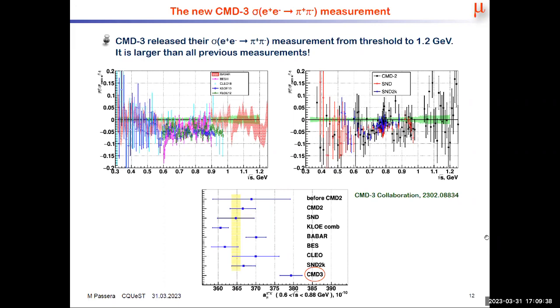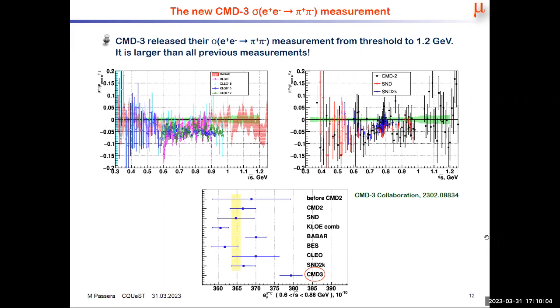What you can compare is in this figure here, and this is the integral of these quantities in the region 0.6 to 0.88. So this region here, which is very important, of course. If you integrate in this region, you get this. And you see more or less, as I told you, BaBar was a bit higher, KLOE was lower, and now we have CMD3 that is much higher.